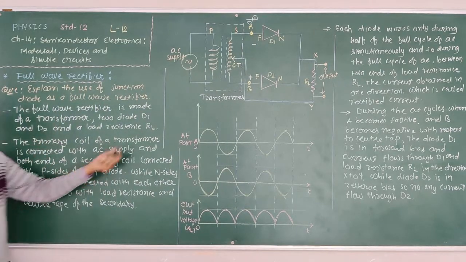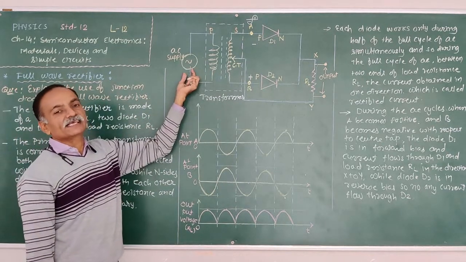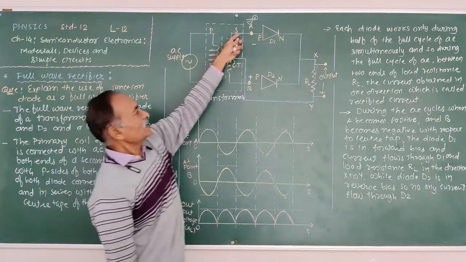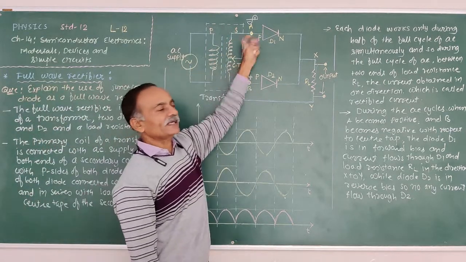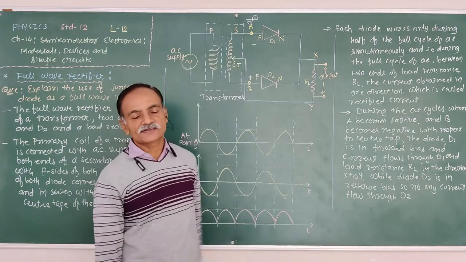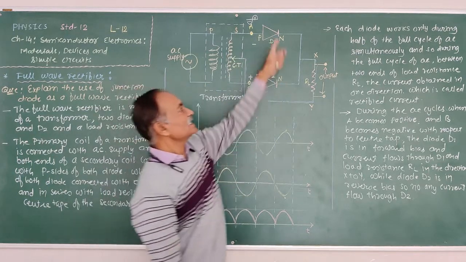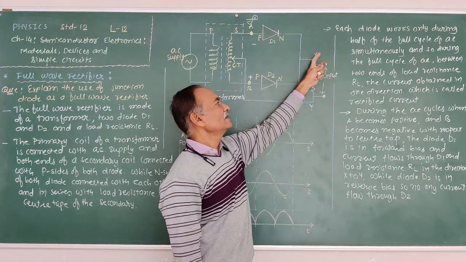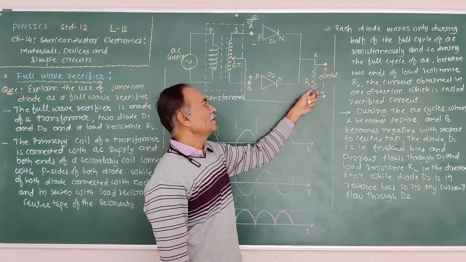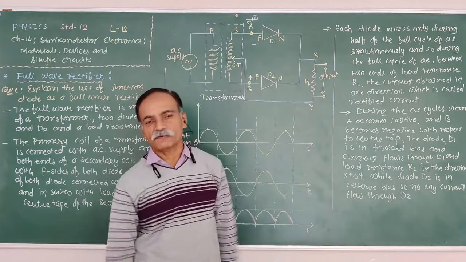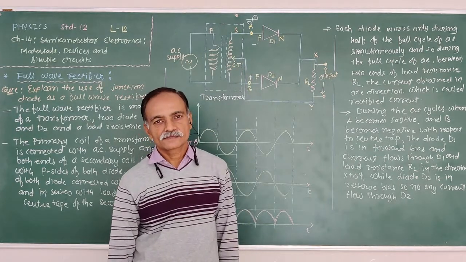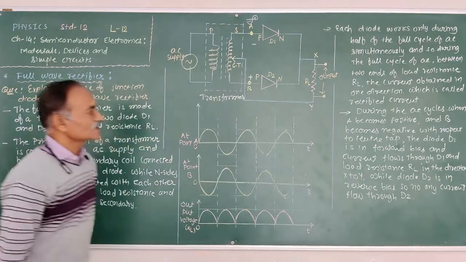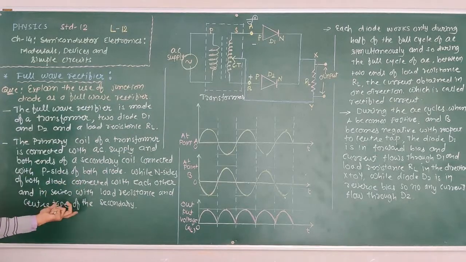The primary coil of the transformer is connected with the AC supply, while both ends of the secondary are connected with the P side of the p-n junction diodes, while the N sides of both diodes are connected with each other and connected with the load resistance and the center tap of the secondary. So that is the construction, or the description of the figure.